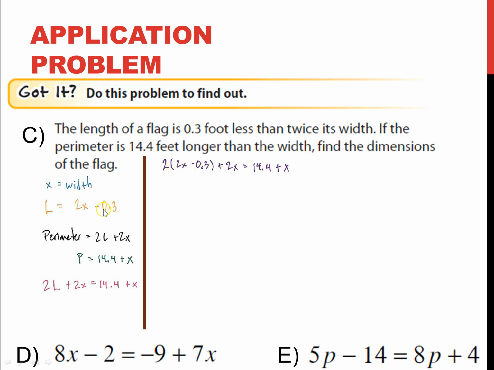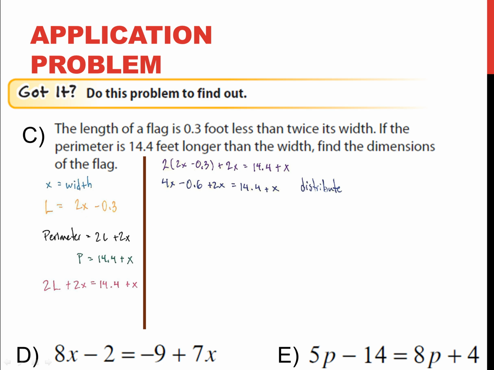Twice the width, or 3/10 less than twice the width. And that's where this comes from. That's why you see 2, because I have the top and the bottom, times 2x minus 0.3, which is the length of the flag, plus 2x, the other part of the perimeter, and equals 14.4 plus x. Awesome. Now I can start solving.